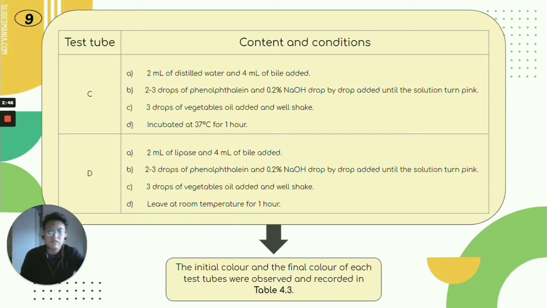For the last tube, tube D, which contains 2 ml of lipase and 4 ml of bile, 2 or 3 drops of phenolphthalein and 0.2% sodium hydroxide were added drop by drop until the solution turned pink. 3 drops of vegetable oil were added and well shaken. But this tube was left at room temperature for 1 hour. The initial color and the final color of each test tube were observed and recorded in table 4.3.